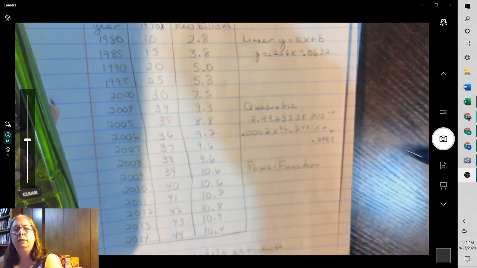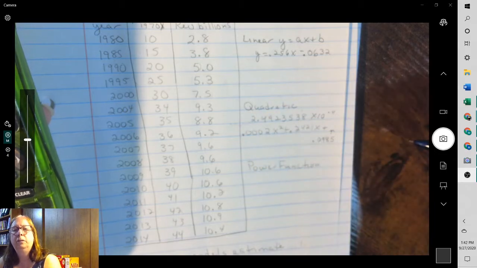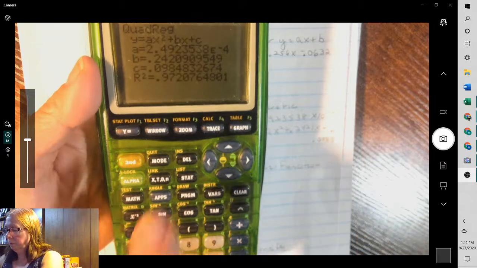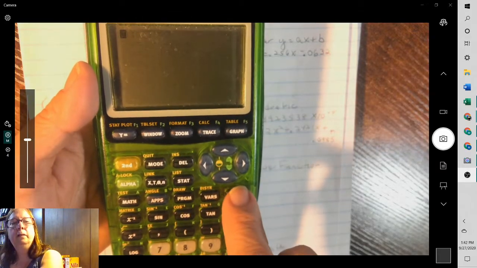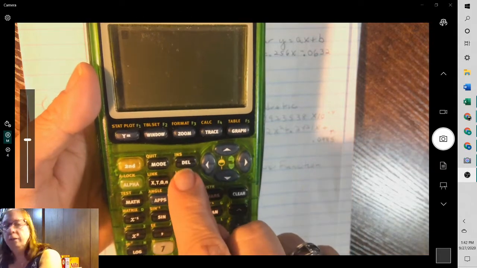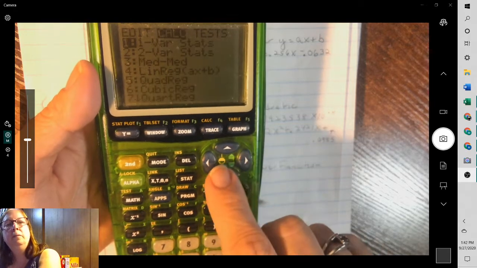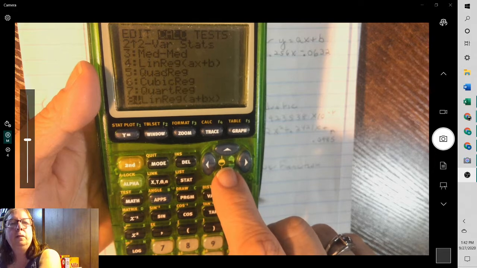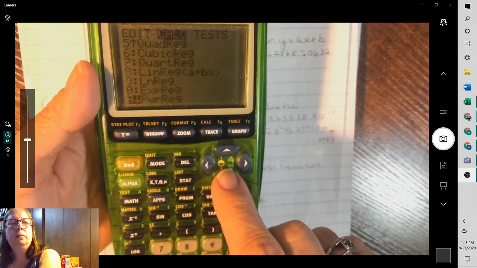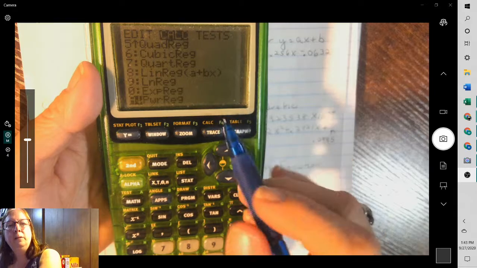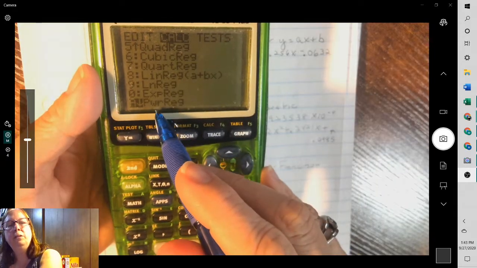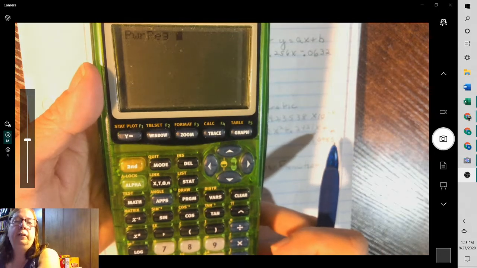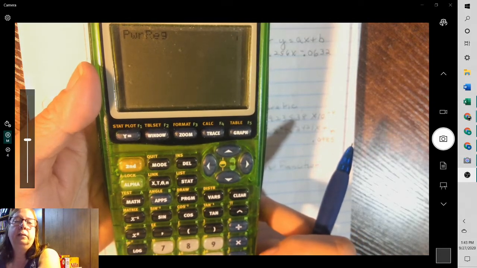I'll make this a little clearer once we get the other one first. Clear the screen. To find the power function, go back into Stat, over to Calc, and keep going down, you'll find the power. It says power. There it is, power. So this one will be e to a power. This is actually x to a power. So power, you want this one. And hit Enter, Enter again to run it.